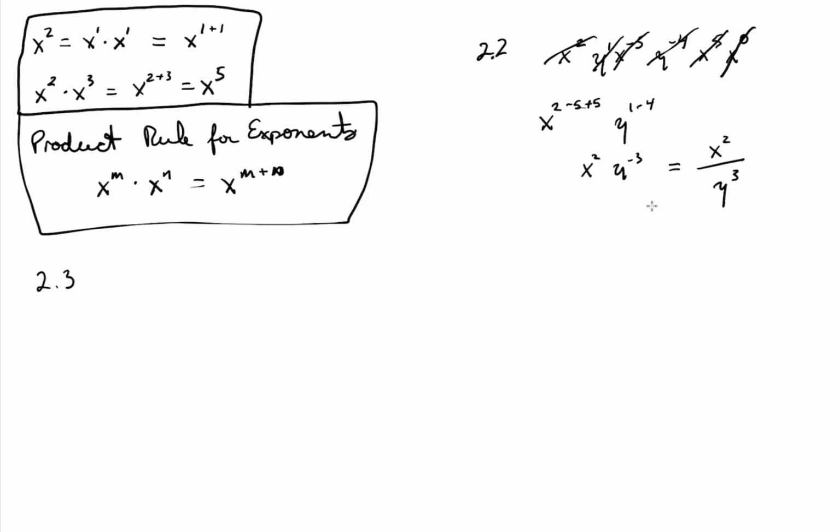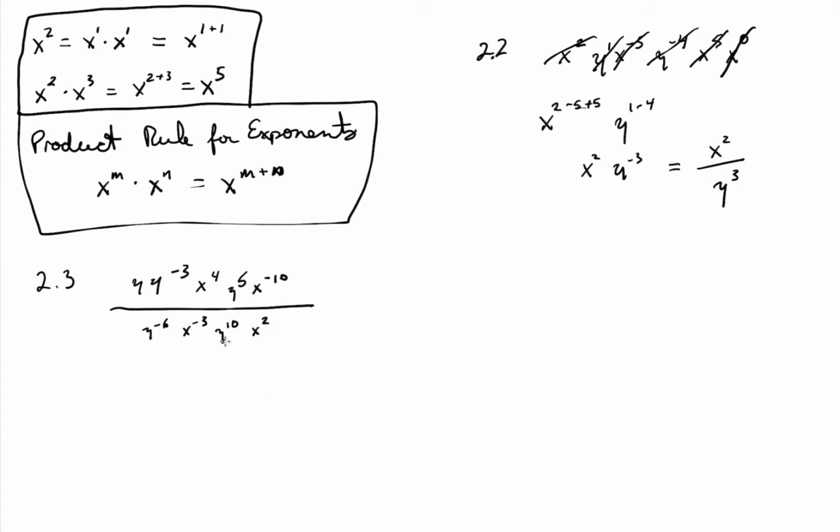All right, 2.3. We did this last year in Algebra 1, so you should remember that. We have some more of this. We have y to the negative 3, x to the 4, y to the 5, x to the negative 10, and that's all over y to the negative 6, x to the negative 3, y to the 10, x squared.